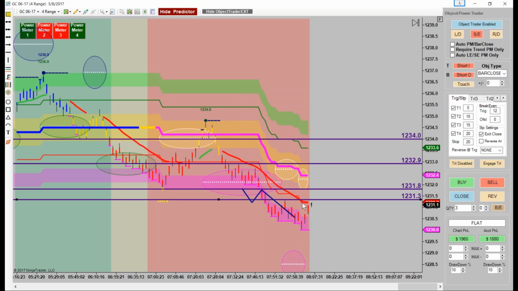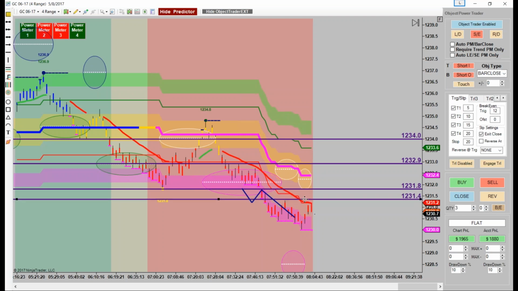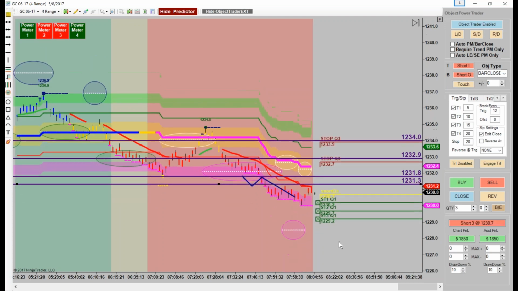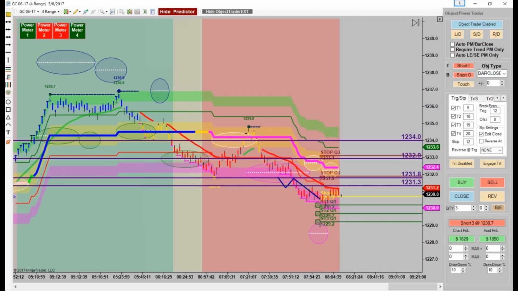There's stealth right there. That's also resistance, by the way, right there. See that little thrust, retrace, thrust? That's also your lightning swing on this side. There you go. You just got you a trade. Now, I would put my stop probably just above this swing right here, simply because we don't know if this is the end of the trade. Okay?